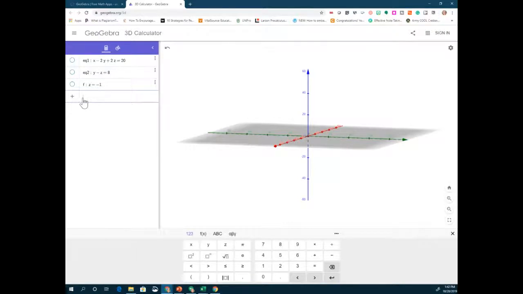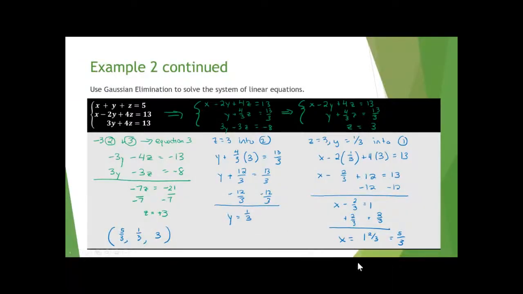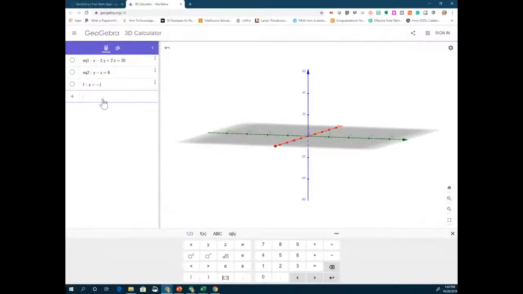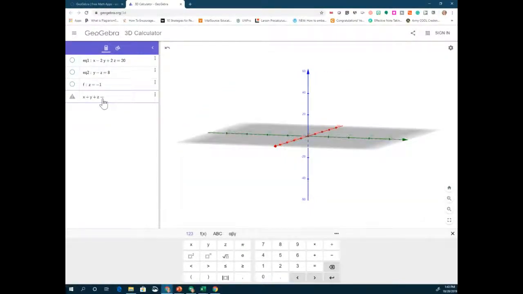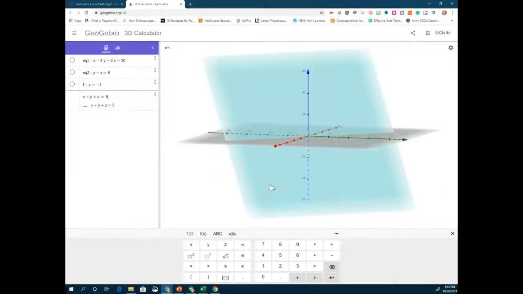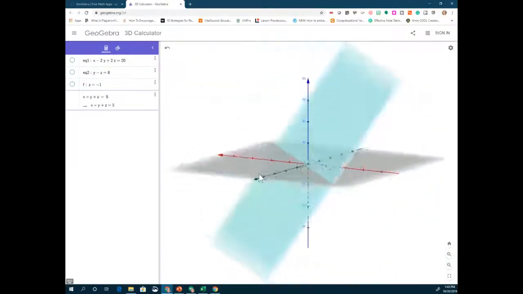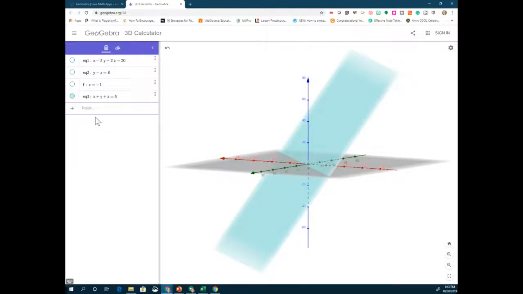Okay, so our first equation, I need to put this back up so I remember what our original system was. So we have x plus y plus z equals 5. That gives me my first flat surface, so you can see where that is. Second one, x minus 2y plus 4z equals 13.